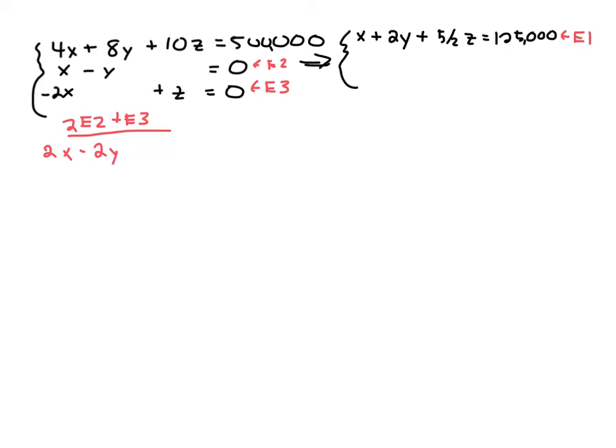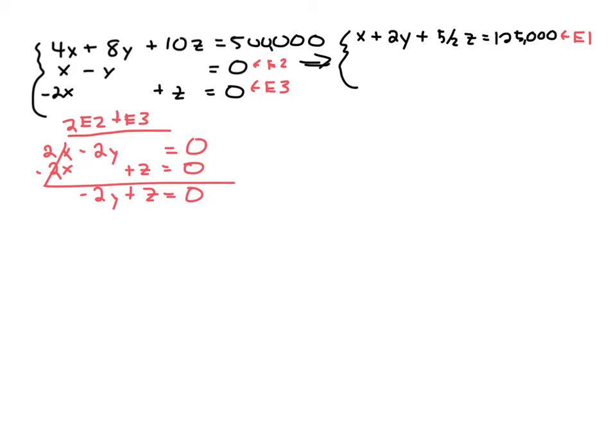Should really leave space for a z there, okay. Alright, and then I'm going to write equation 3 underneath. So negative 2x plus z equals 0. I didn't change anything about equation 3, I'm just adding it on. Okay, so these cancel, and I'm left with negative 2y plus z equals 0.